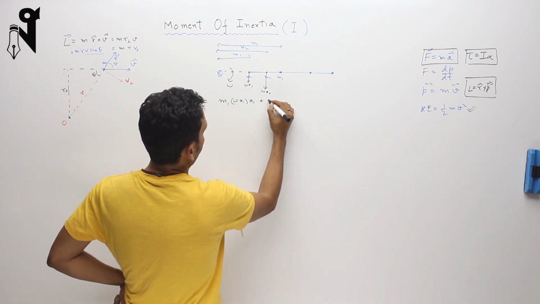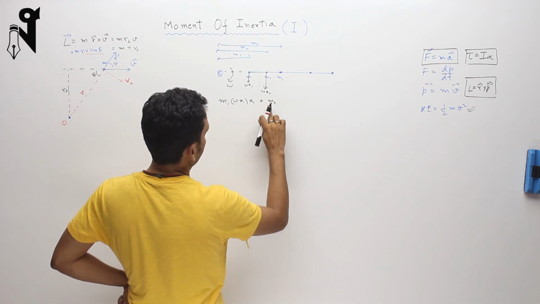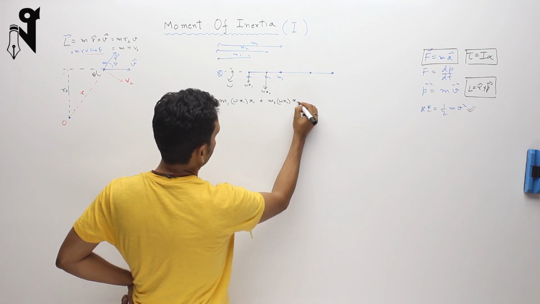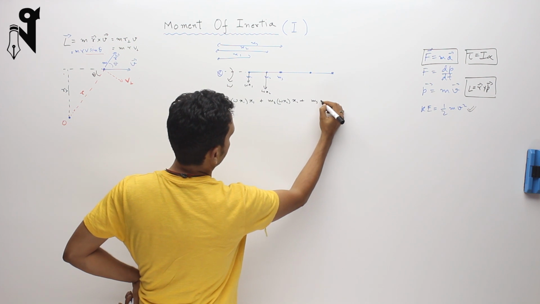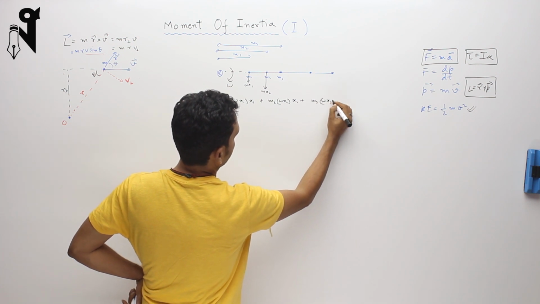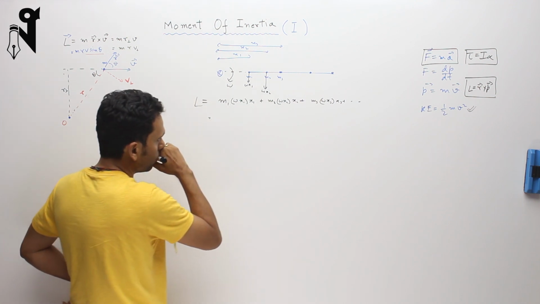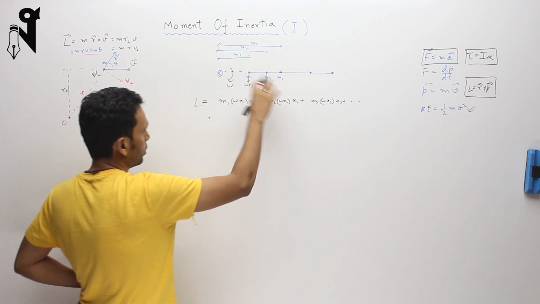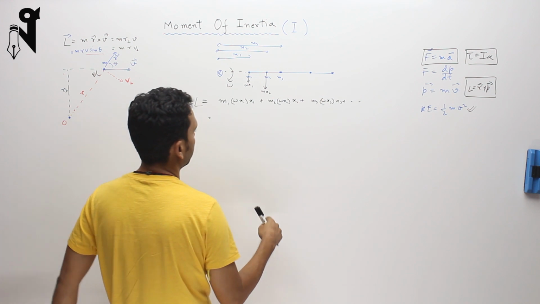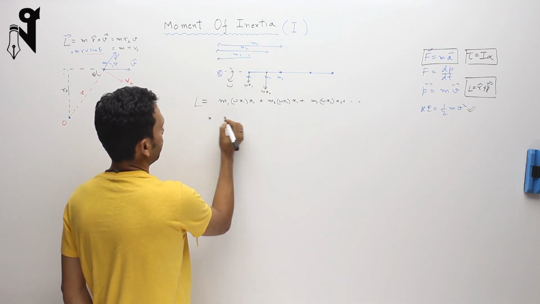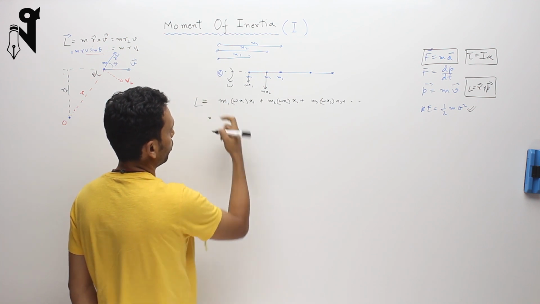So angular momentum of the next one, mvr. So v is omega x2, r is x2. Next one, m3, omega x3, like this. You can keep on going, and what we see over here is omega is common for all, because, as I showed you earlier, it was a rigid body which is rotating, so sweeping the same angles per unit time with respect to this point.